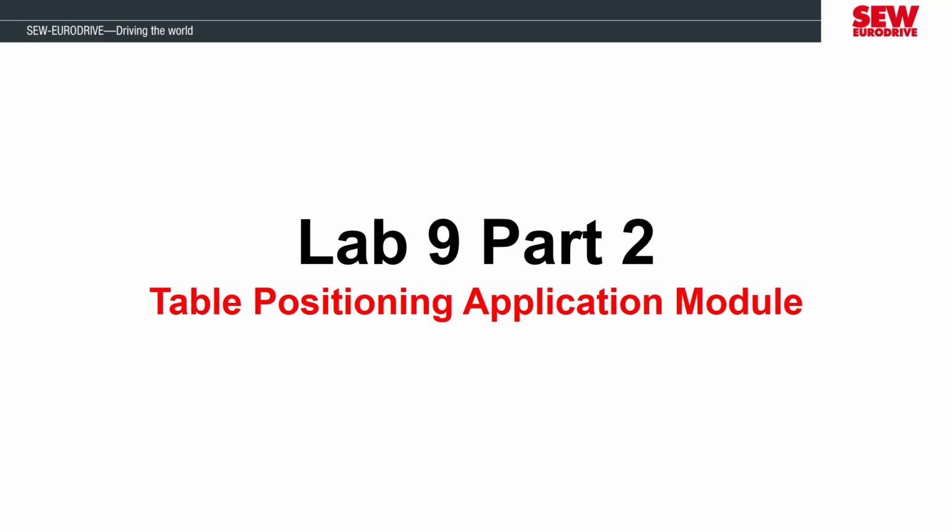In this lab, we will take what we learned in Part 1 and apply it to the steps to configure an application module. The application module we will use is going to create a positioning program in the MOVIDRIVE, so we don't have to write the program from scratch. There will also be a graphical interface we will use to monitor the state of the program when we are controlling the MOVIDRIVE from the digital inputs.